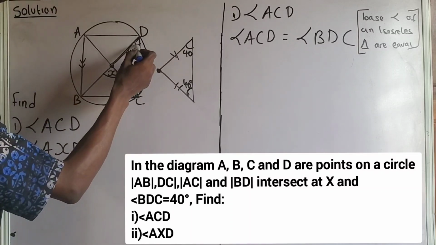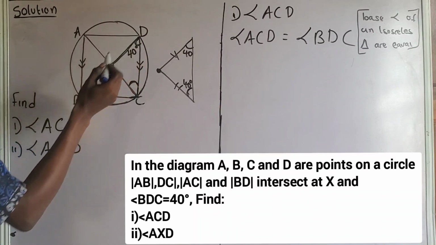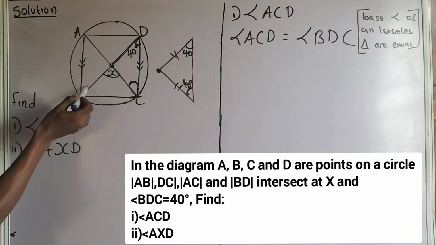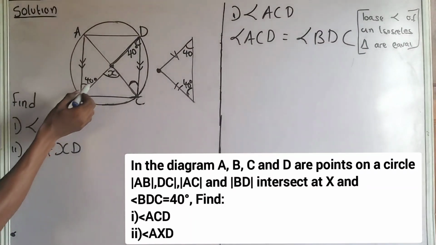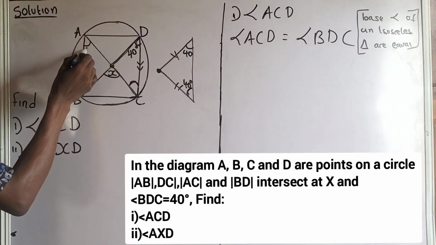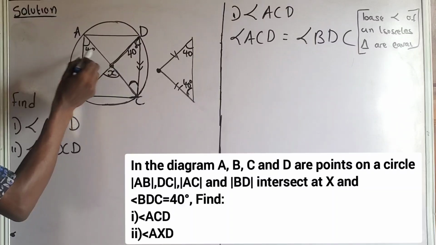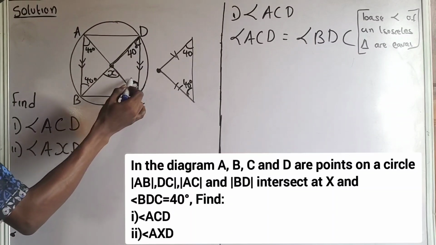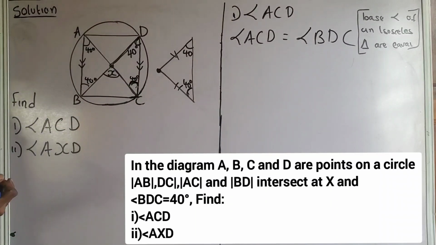This angle that you see here, which is 40 degrees, is alternate to this angle. Are you getting it? And if this angle is 40 degrees, this will also be what? 40 degrees. And this angle that you see here is alternate to this angle. So this will also be what? 40 degrees. Do you understand it now?